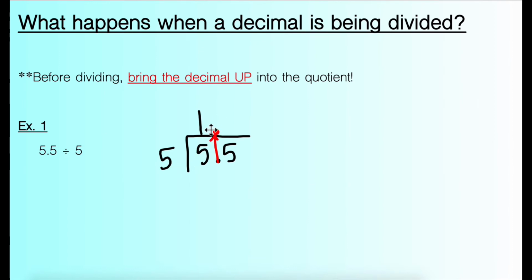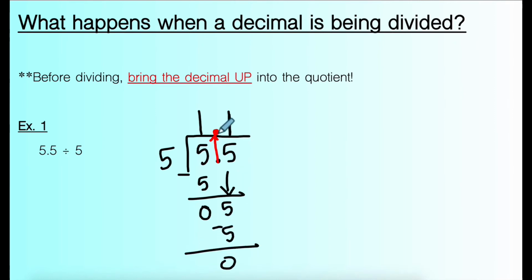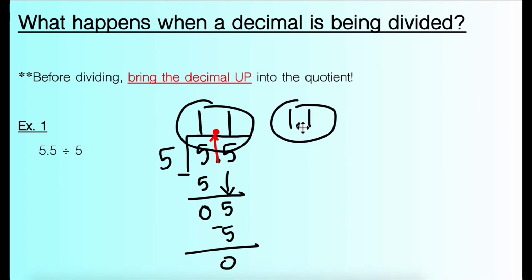So 5 can go into 5 one time evenly. There's no remainder there. I'll bring down that other 5. Can 5 go into 5? Yes, it can. And since I'm talking about this second 5, that's where the next one is going to go. It can go in one time evenly. And there's my quotient. Now, that's an easy problem, but it's just to highlight a few things.